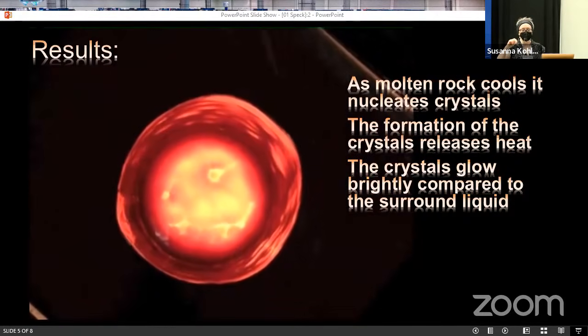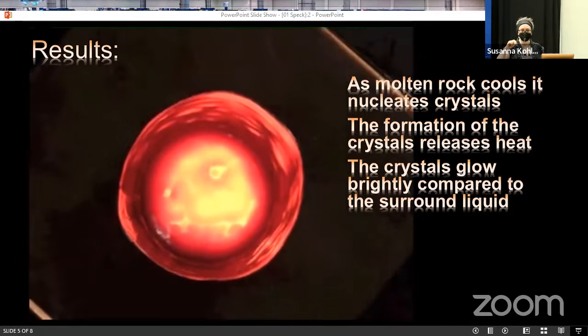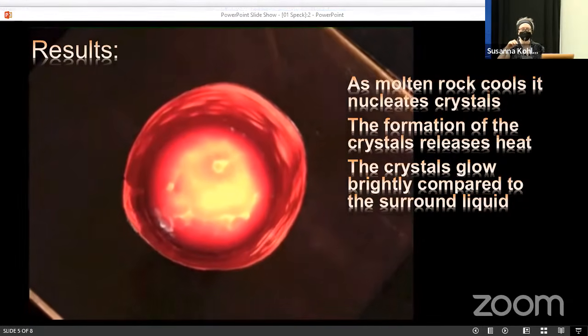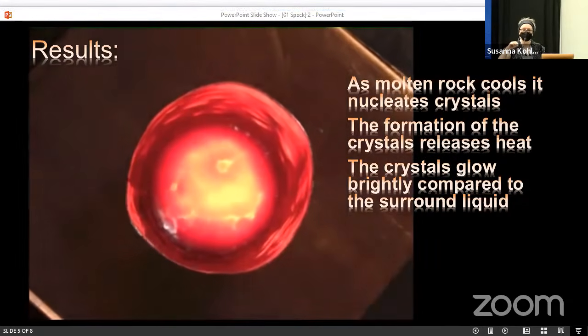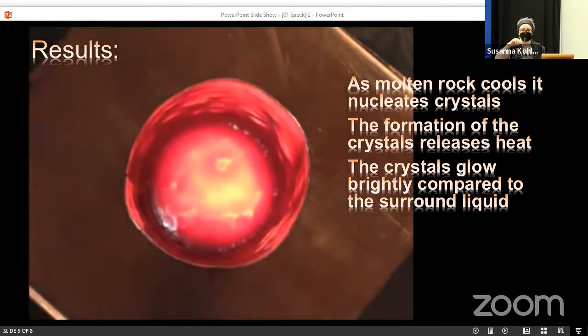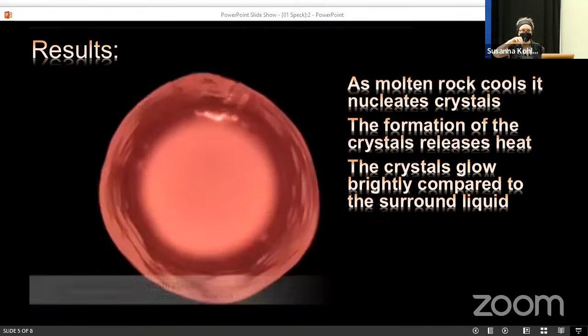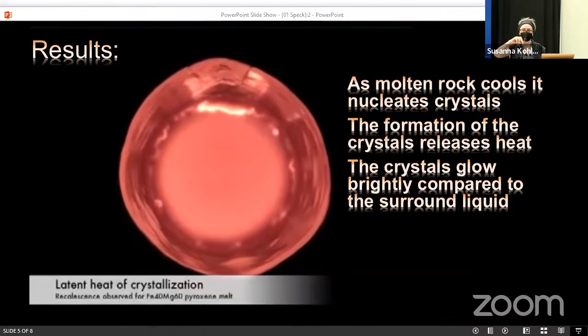Anywhere that is yellower and brighter, that is hotter material. Anywhere that is redder is cooler material. And what we see is that the crystals will start to form, and then they'll form out, it's like a ripple effect as the crystals are moving out.